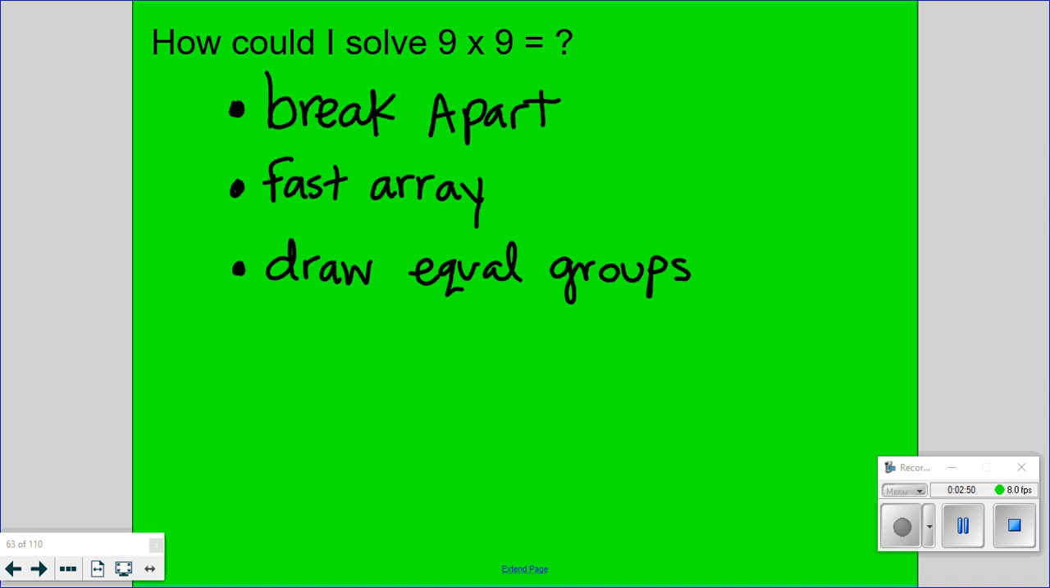Ron? 9 times 9? Yeah. What would be a different equation? Okay, so you're doing repeated addition, adding it up over and over again? Sure. That was one of our first strategies.